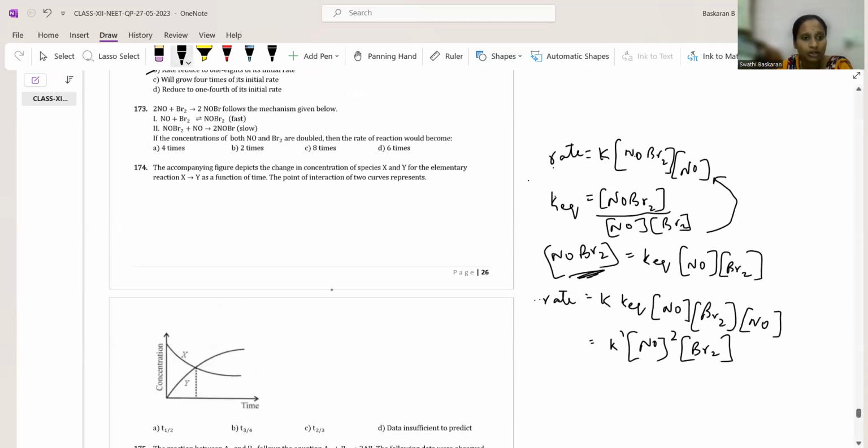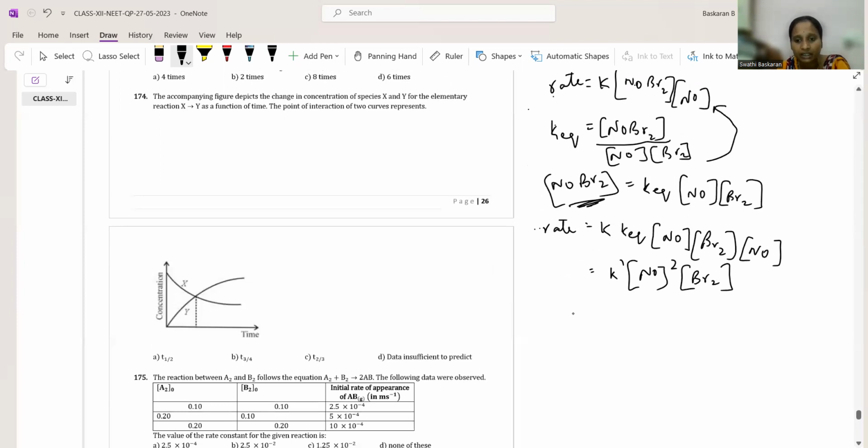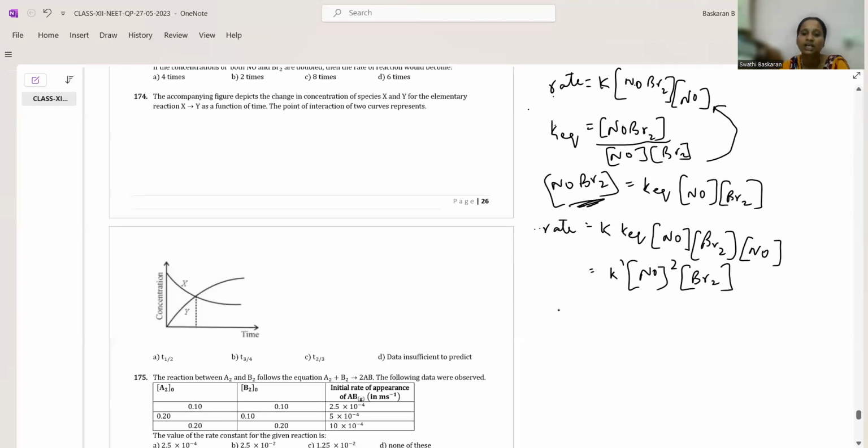So now read out the second part of the question. If the concentrations of both NO and Br2 are doubled, then the rate of the reaction would become what? So this is the initial rate. Now what are they doing? They are doubling it. So when they are doubling it, they are asking you to determine how many times the rate will increase, right?